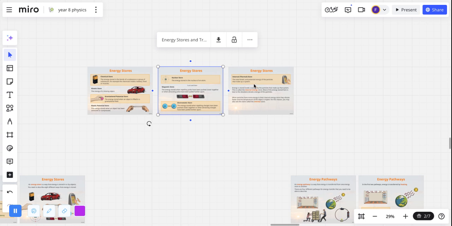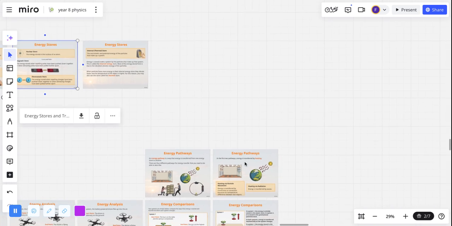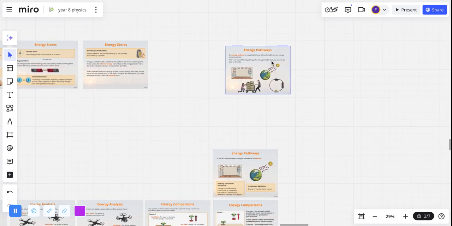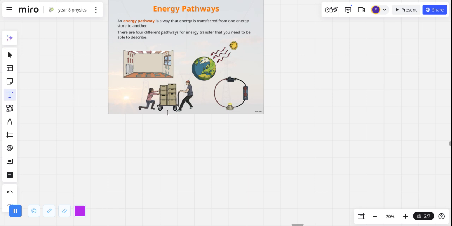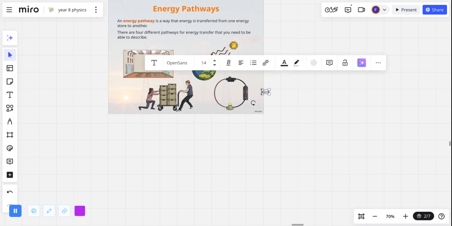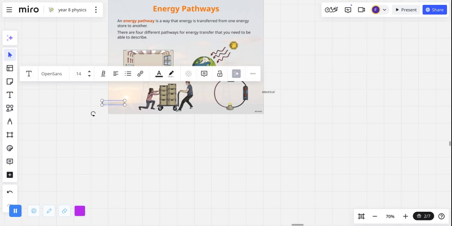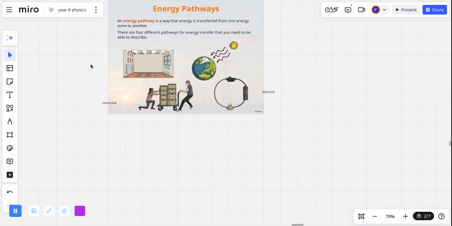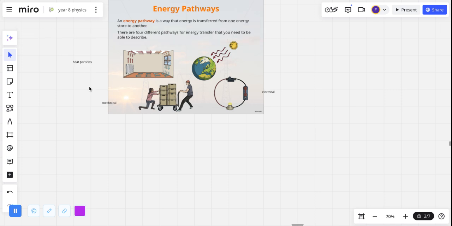Now, this is to do with the stores. If you change from one store to another, then we are using energy pathways. There are three main ones, which are electrical, mechanical. Mechanical, as the diagram shows, pushing or pulling something. This is heat by conduction or convection, and I prefer the idea of particles, by touching something.